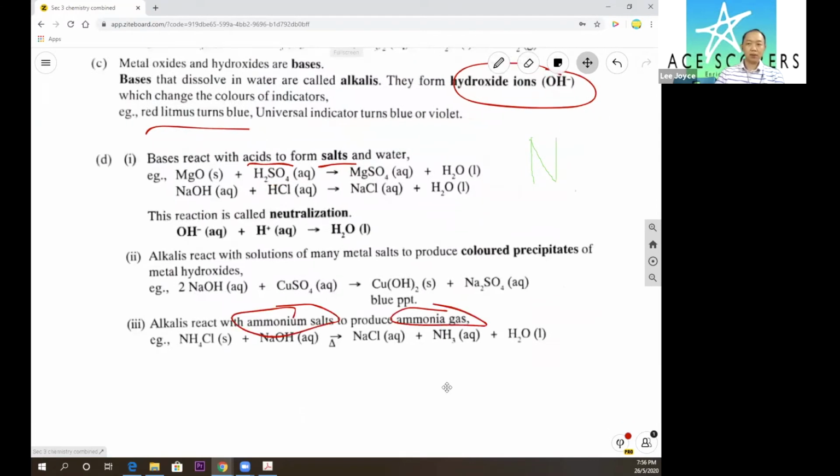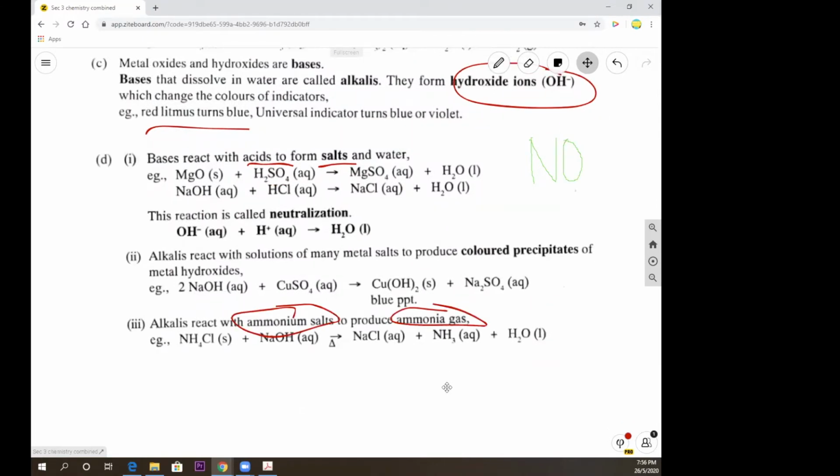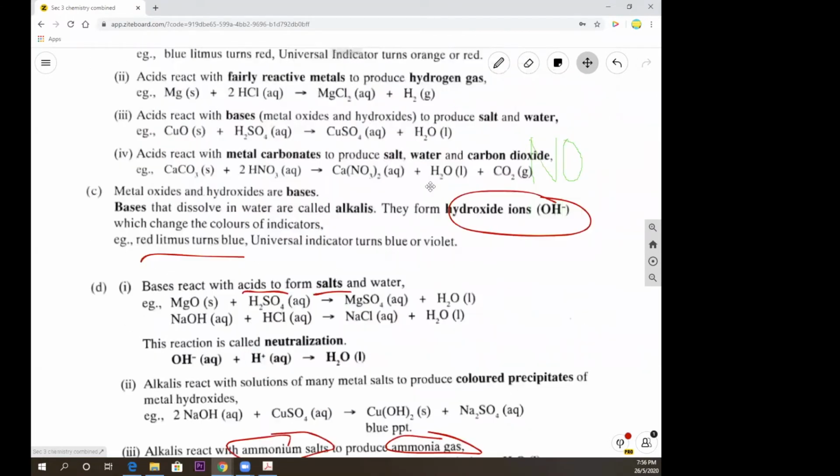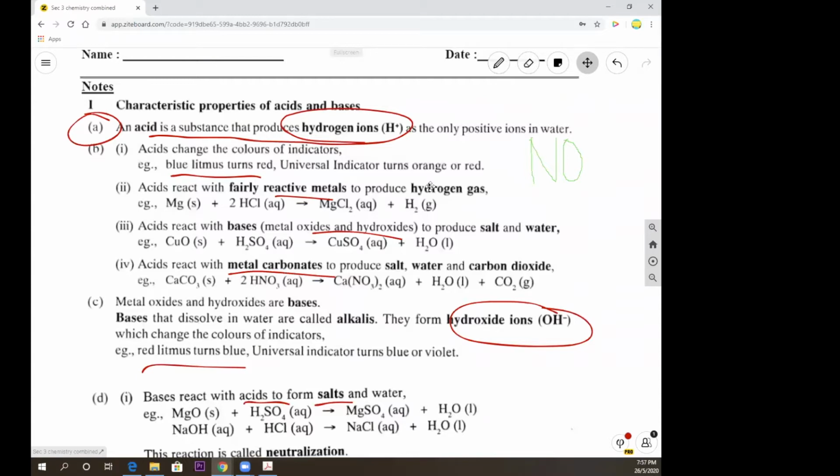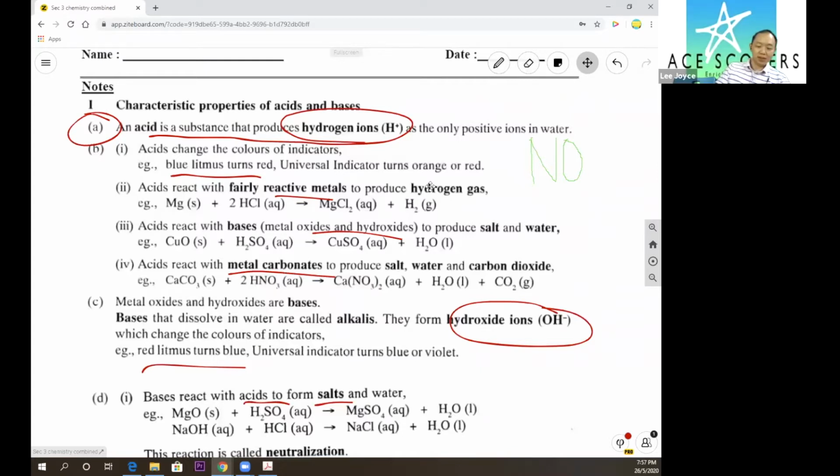So first reaction is the neutralization. Scroll back up. Okay, three reactions for acid, two reactions for alkali.